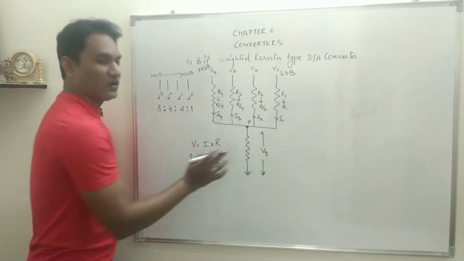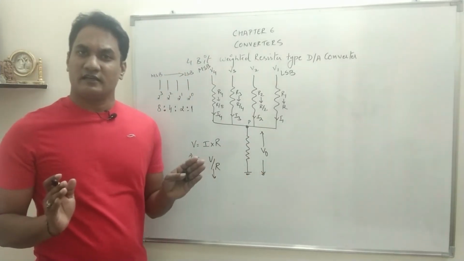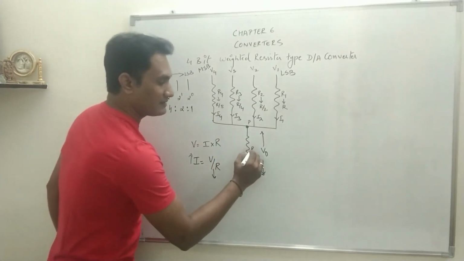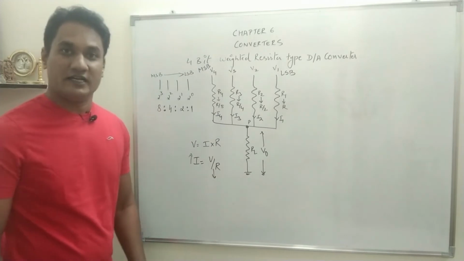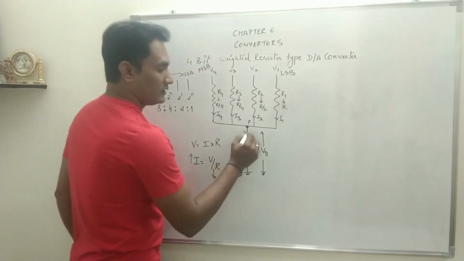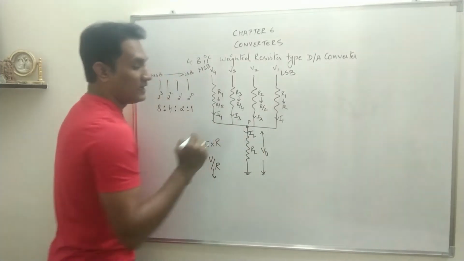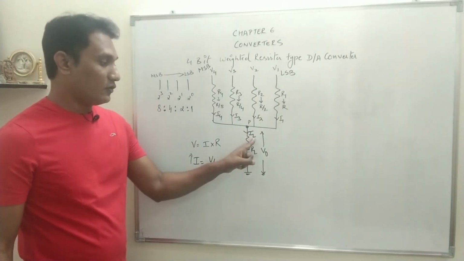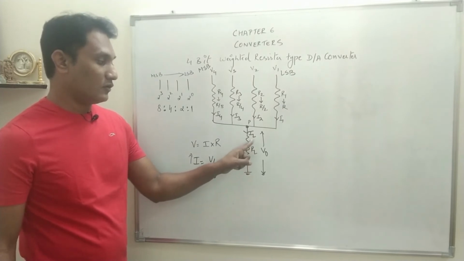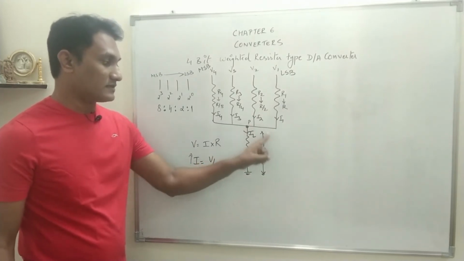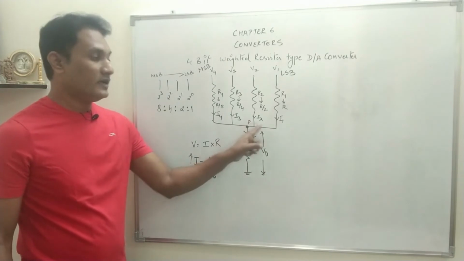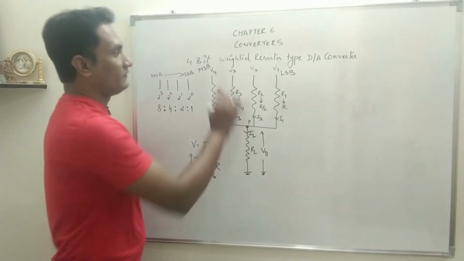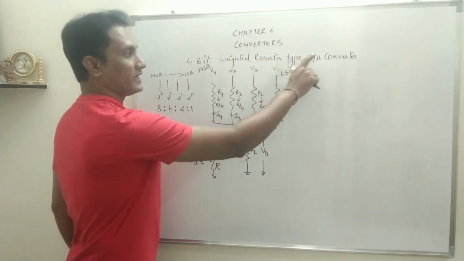So in any electronic circuit, the resistance across which the output voltage is taken is called the load resistance. We specify it as RL, and the current flowing through that load resistance is called IL, the load current. So this is the basic circuitry for a 4-bit weighted resistor type D2A converter.